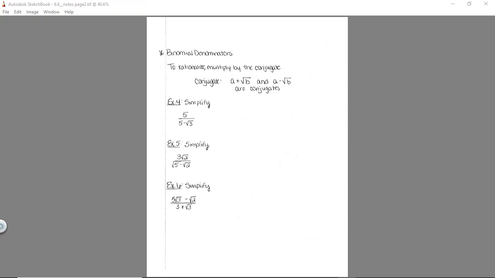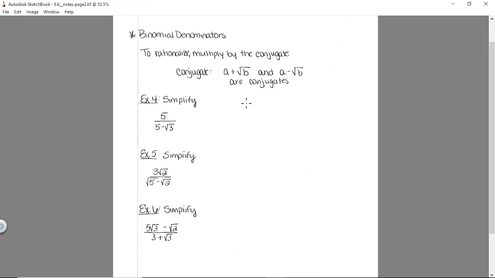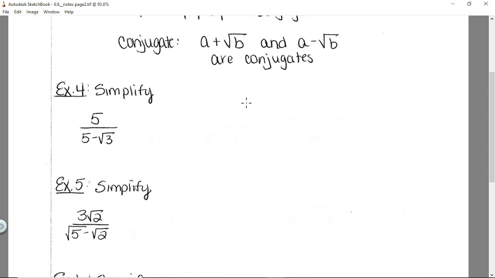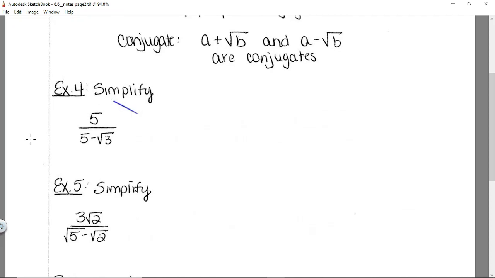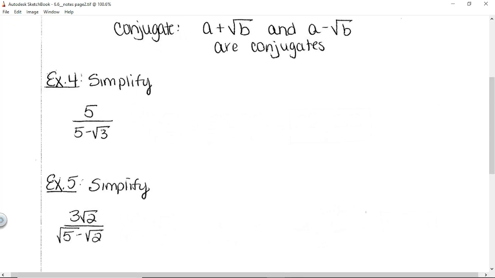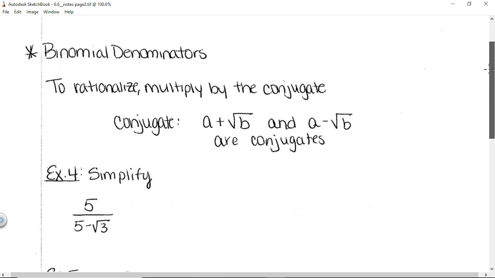So we're going to look at binomial denominators. When we have a binomial, it's a little more complicated. Binomial meaning 2 terms. And so here's how we do it.